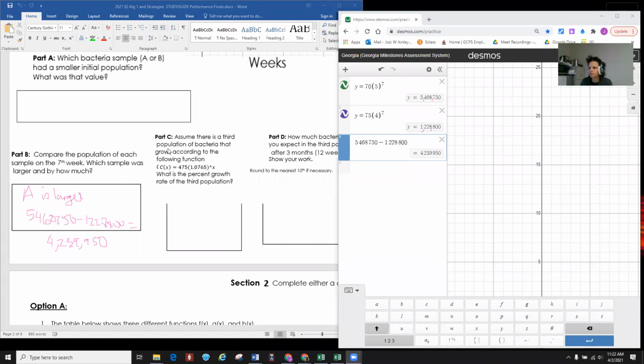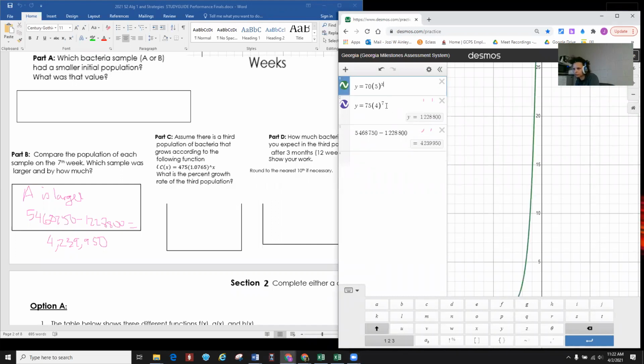Assume there's a third population of bacteria that grows according to the following function. So now there's a third one, right? Let me go back here and put my x's back.